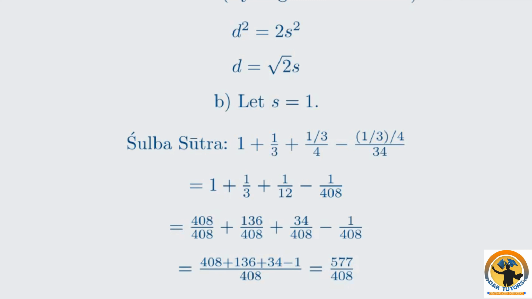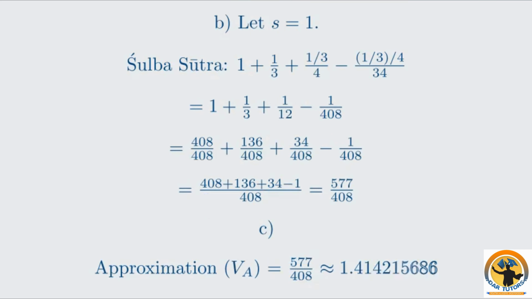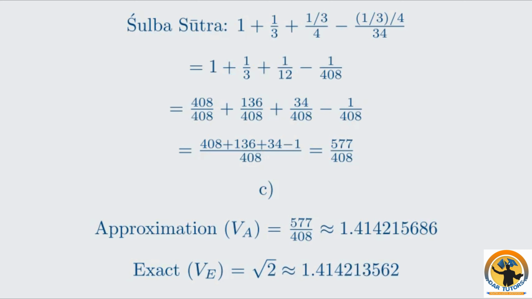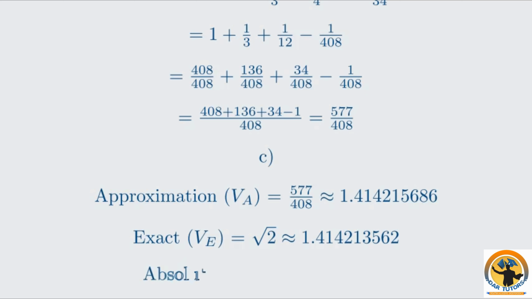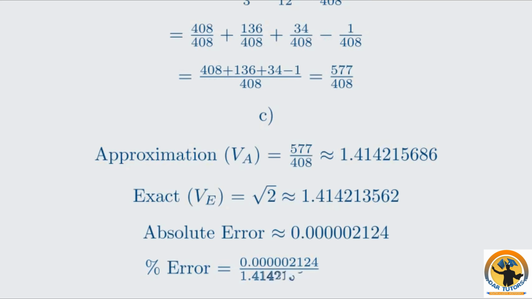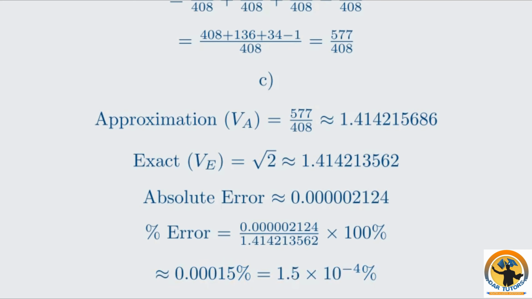Finally, Part C asks for the percentage error of this estimate in scientific notation. First, we find the decimal value of the approximation. 577 divided by 408 is approximately 1.41425686. The exact value of the square root of 2 is approximately 1.4142135562. The absolute error is the difference between these two. The percentage error is the absolute error divided by the exact value, multiplied by 100. Calculating this gives a percentage error of about 0.0015%. In scientific notation, this is 1.5 times 10 to the power of negative 4 percent.